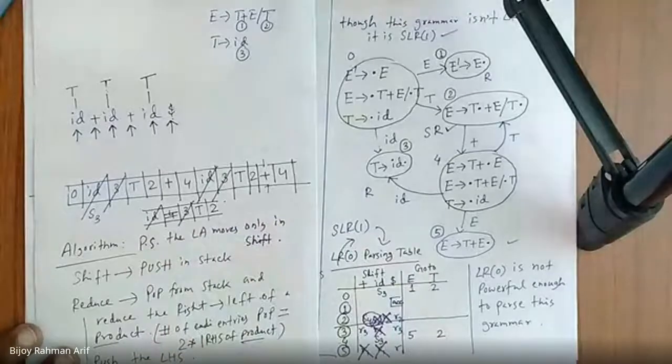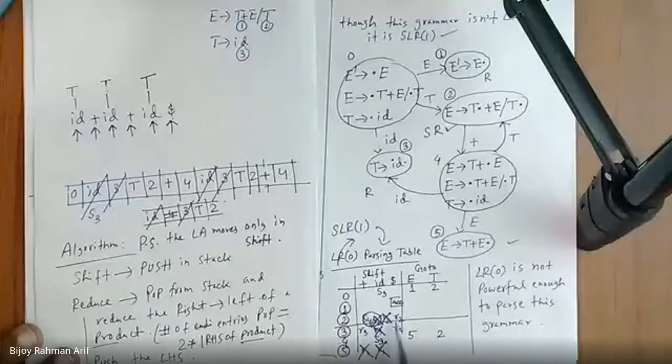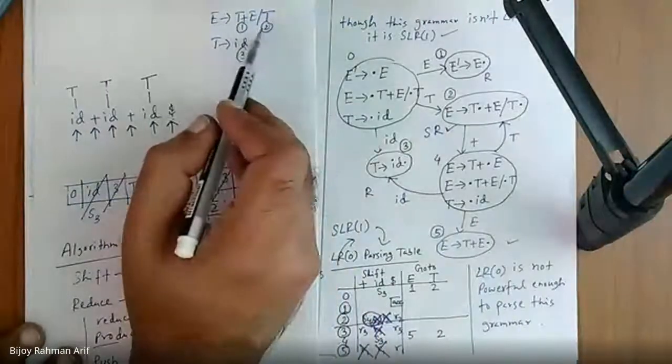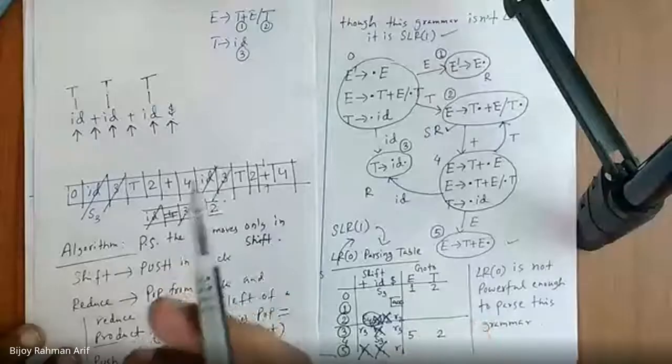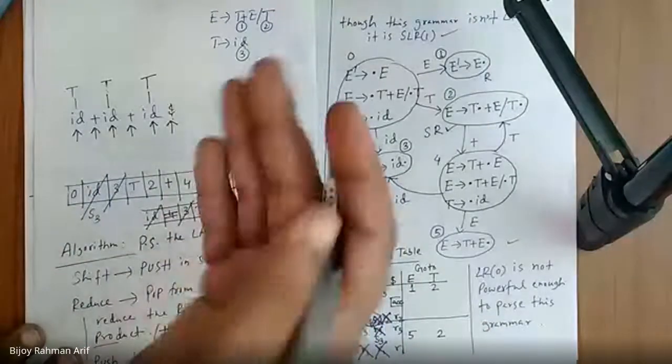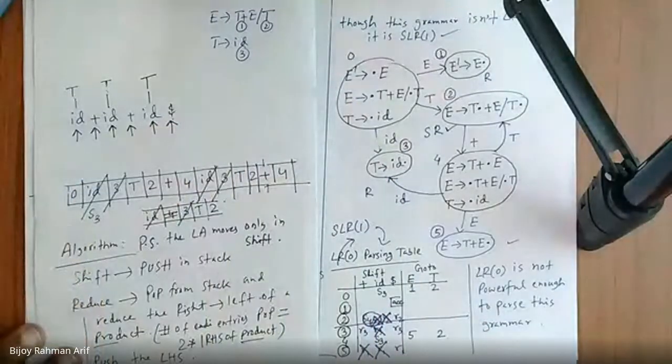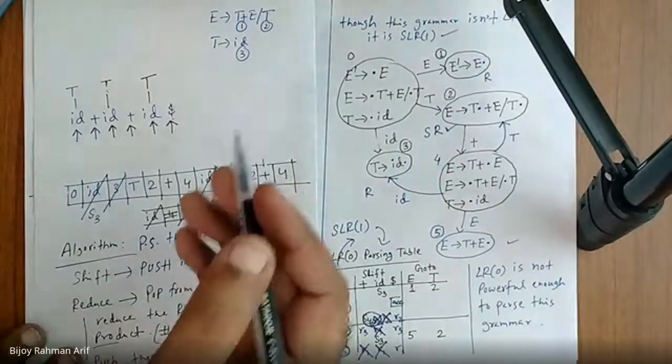Now 2 is saying dollar. What is the reduce using rule number? Sorry, 2 is saying dollar using rule number 2. So what is rule number 2? T derives E. So how many entries am I going to pop? The cardinality of the right hand side is nothing but 1. So I'm going to pop 2.